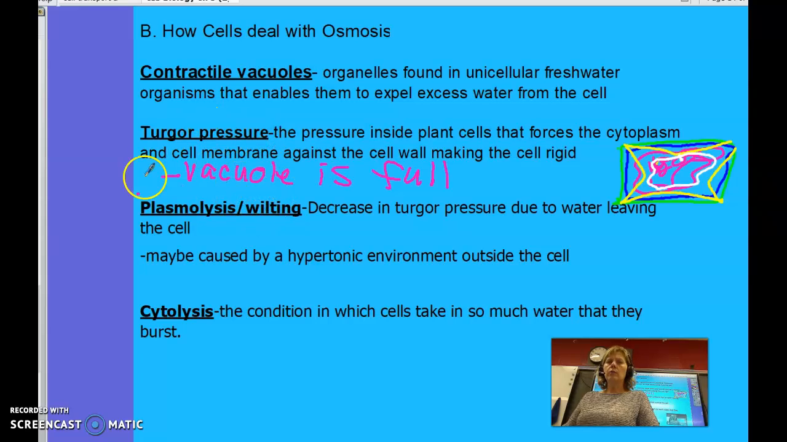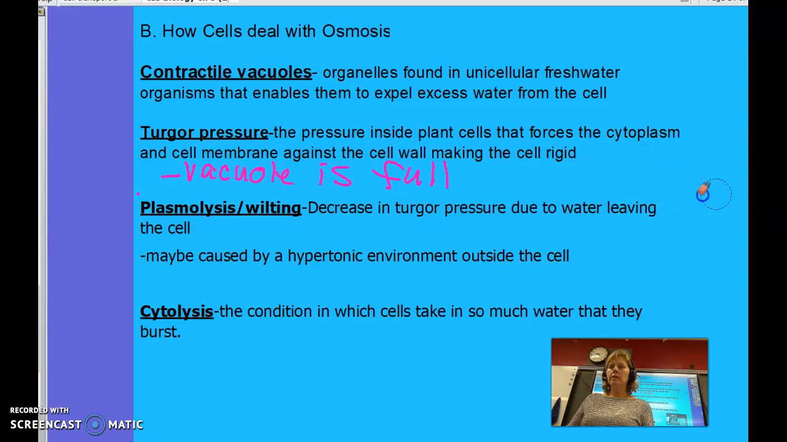Turgor pressure refers to the pressure inside a plant cell. So remember, when we talk about vacuoles, vacuoles in plant cells can take up to 90% of the volume of the cell. And when the vacuole is not full, think of the effects on the plant. What might you see? What does the plant look like? It achieves something called plasmolysis, or we also call that wilting. It's a decrease in that turgor pressure.